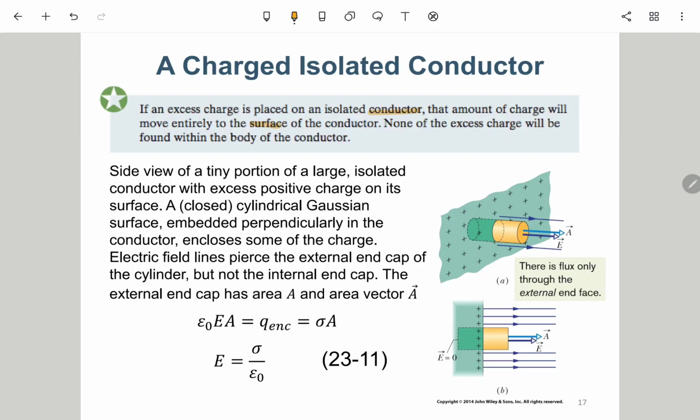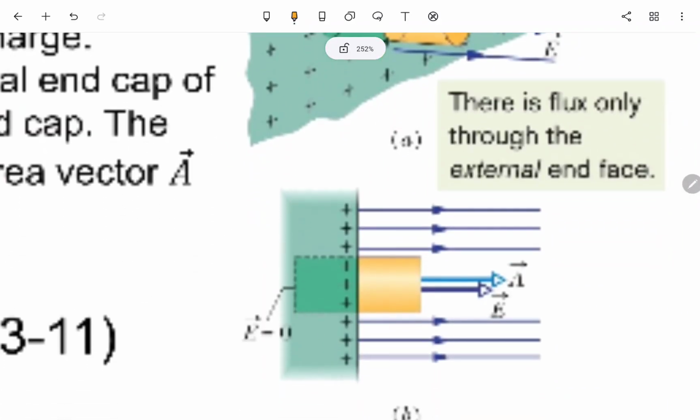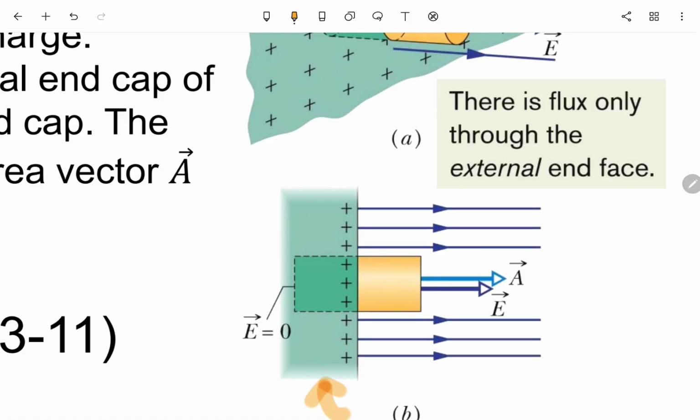Just imagine this is the cross section of the conductor. It actually extends far away, so this is the only surface you can see from this point of view. It says that all the charge will go to the surface. Of course, it has a thickness, but the thickness wouldn't be so thick. Anyway, all the charge will go to the surface.